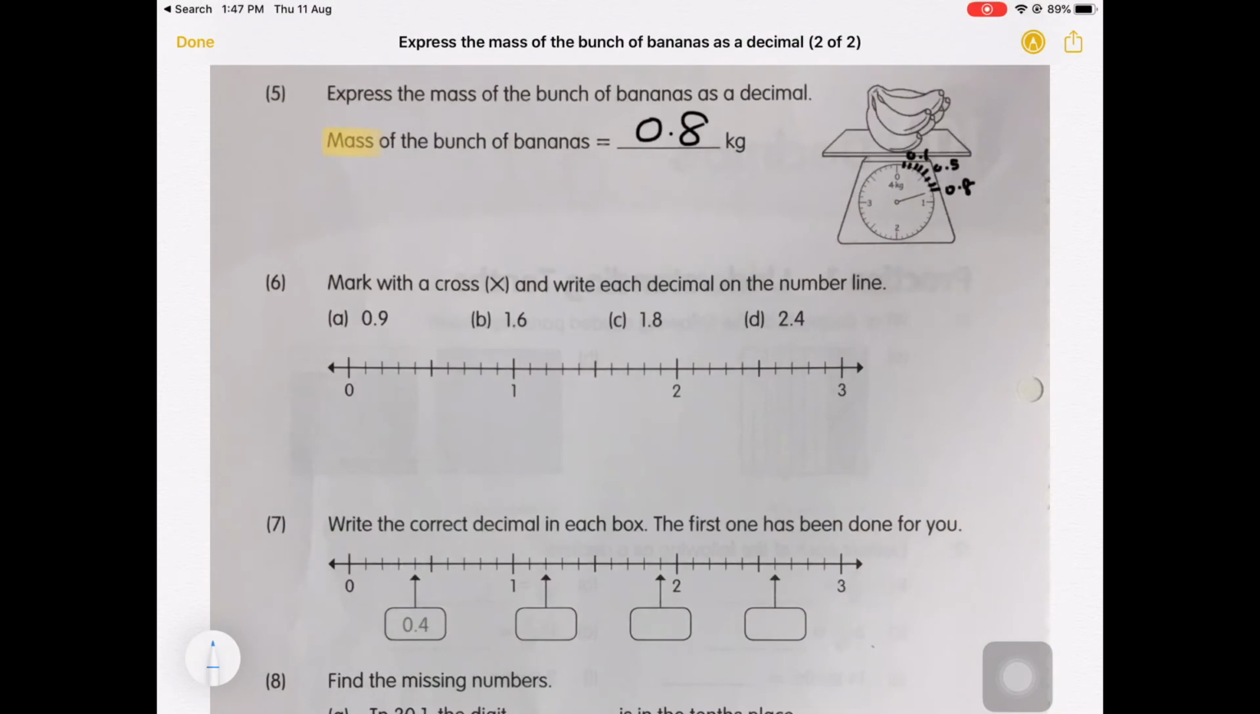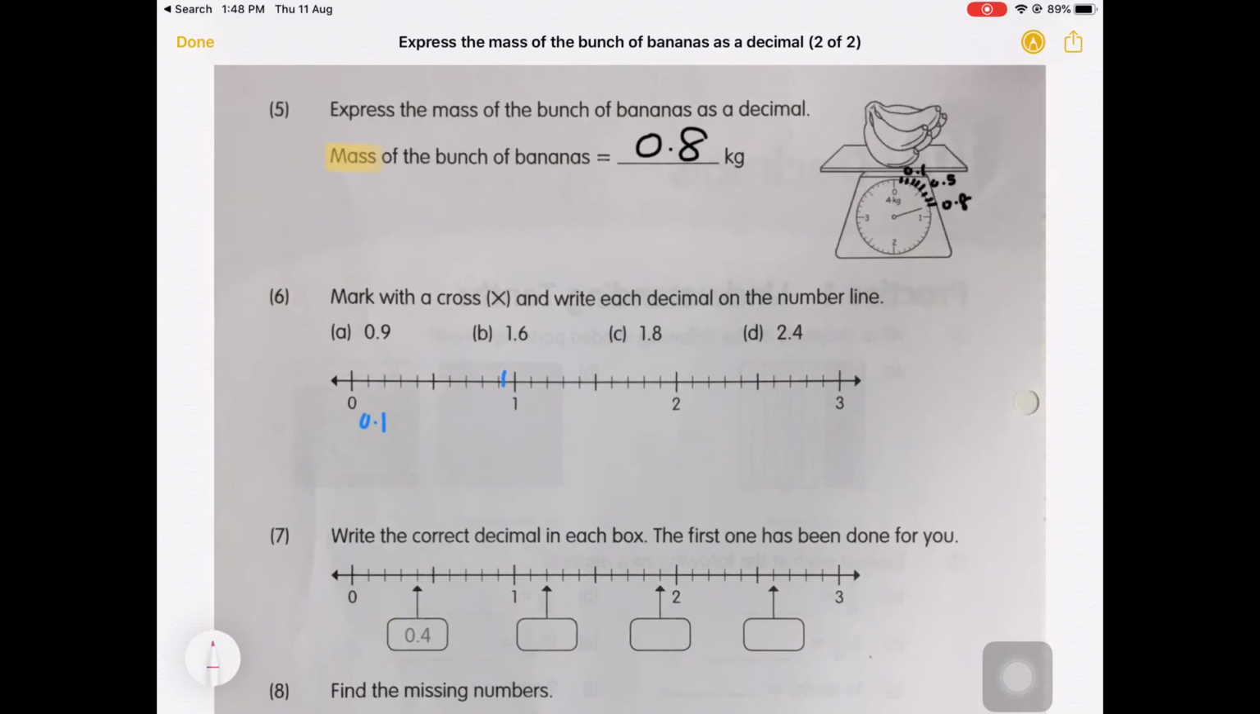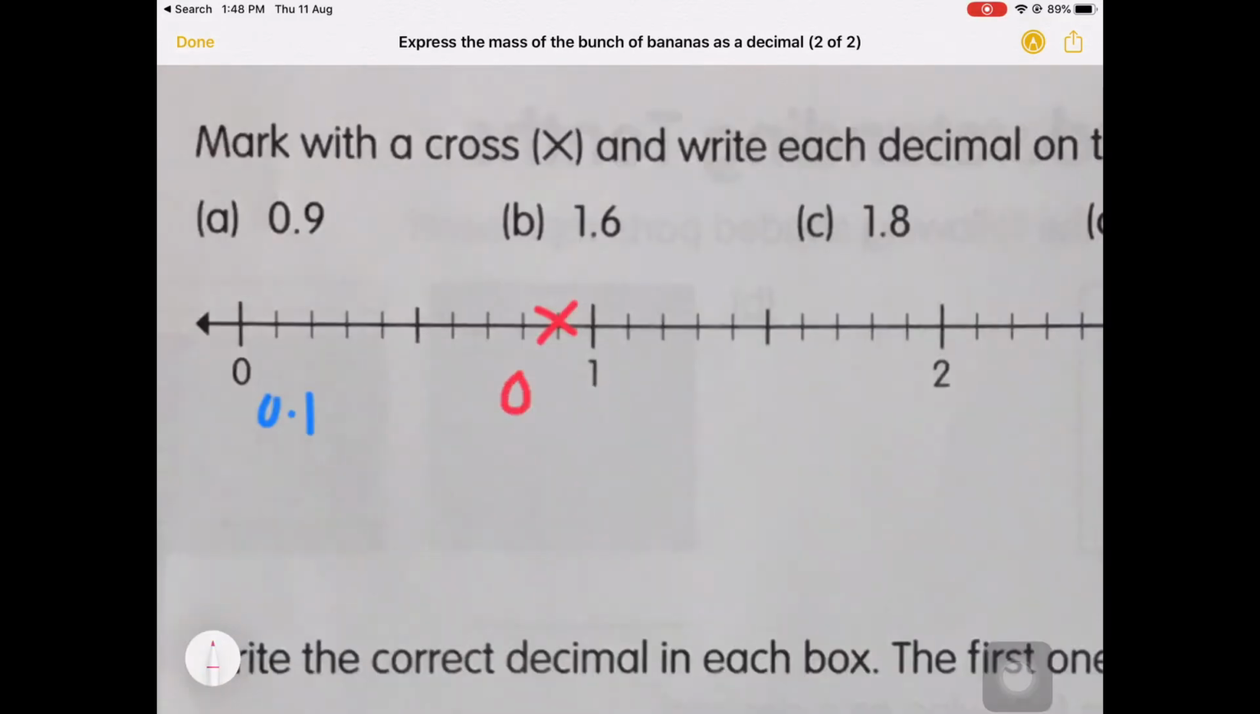Question 6. Mark with a cross and write each decimal on the number line. It starts from 0. From 0 to 1, it's split into 10 equal parts. The first part is 1/10, which is 0.1. Let's continue counting. 0.2, 0.3, 0.4, 0.5, 0.6, 0.7, 0.8, and 0.9. Let's mark a cross on 0.9.